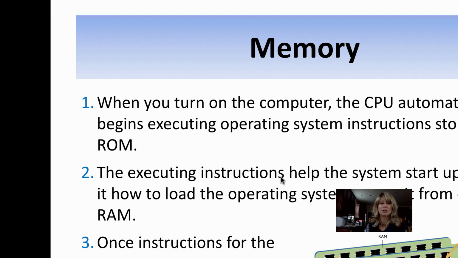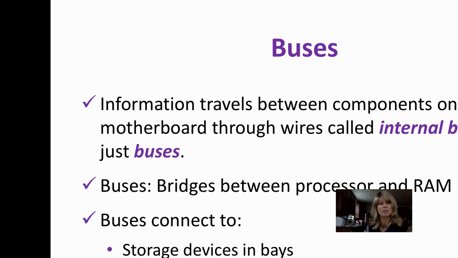The executing instructions help the computer start up. They tell it how to load the RAM. Once the instructions for the operating system are loaded into RAM, the CPU is able to execute them. Everything happens in RAM, so the bigger your RAM, the more things you can do. So you start to understand this.